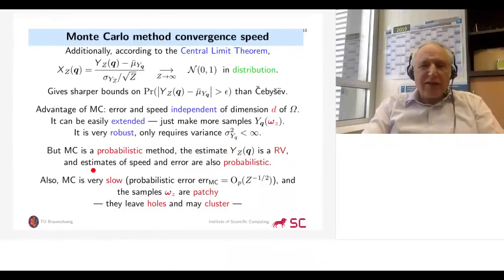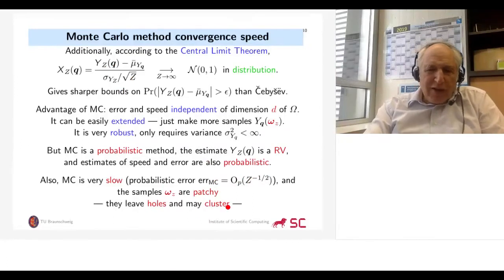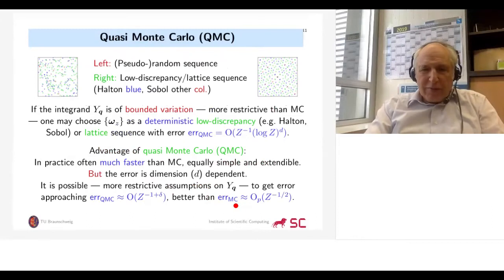And the other thing is it's very slow. You can see the variance here of this. It's divided by the square root of z. So the probabilistic convergence is like 1 over the square root of z. And that's very, very slow. Then when you look at the samples, they can be very patchy. They can leave holes, and they may cluster at certain areas because they are random. And this leads us to the next method.